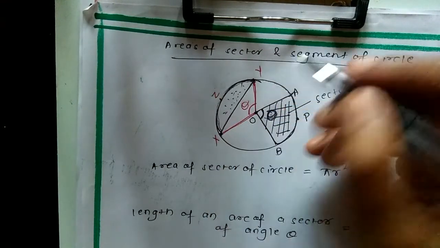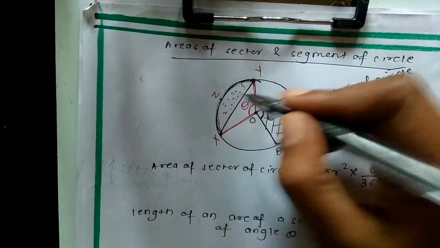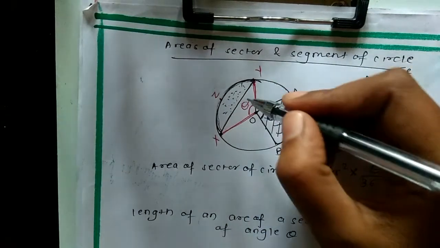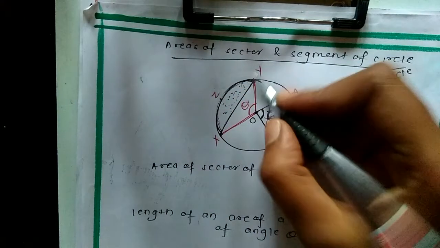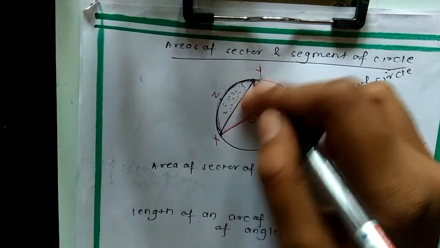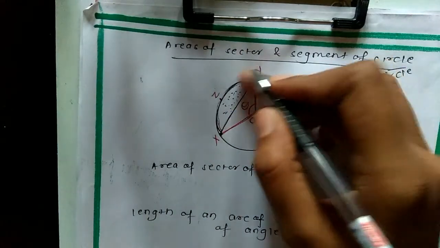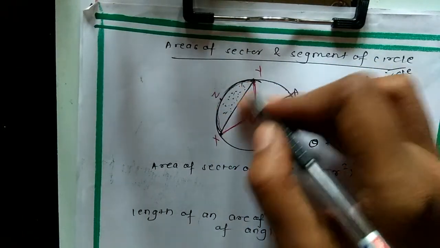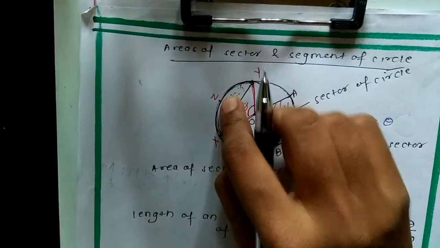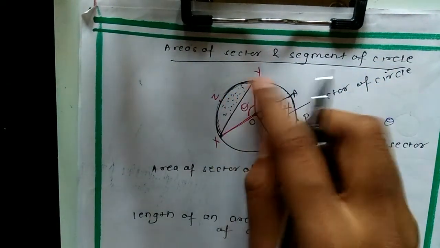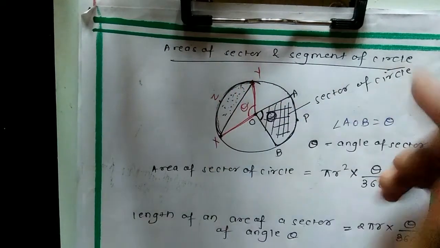OXZY, it is a sector. So you want to find out the area of this segment. Then what you do? You have to find out the area of the sector, and subtract the area that is extra. We don't want this triangle area. So from this full sector area, subtract the area of this triangle XOY. That will give the area of the segment XYZ.